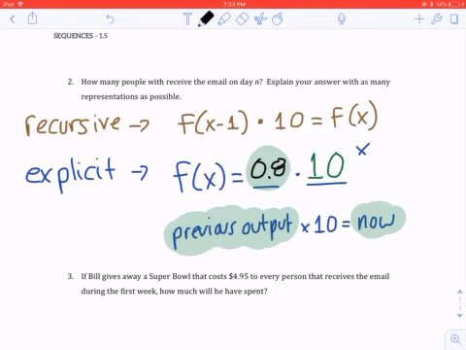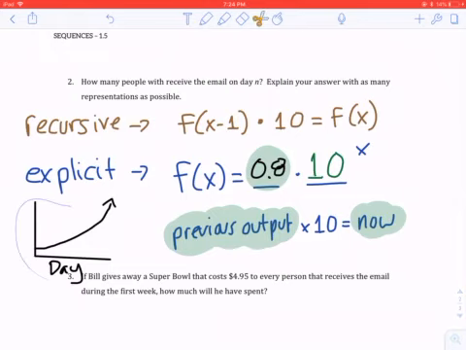And in the case of this, we know that a graph would look like a curve, because exponential functions always look like curves. So let's just write it out like that. Boom. And this would be day. And up here would be, let's see, it would be how many people. Do I have room for it? I think I can squeeze it in.